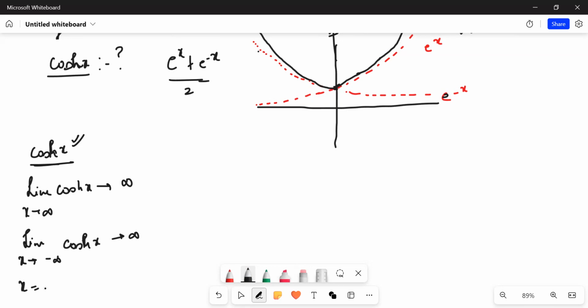How would your function behave at x equal to 0? It would be equal to 1. See, e to power 0 is 1, e to power minus 0 is 1, divided by 2, 1 plus 1, 2 divided by 2 is 1.